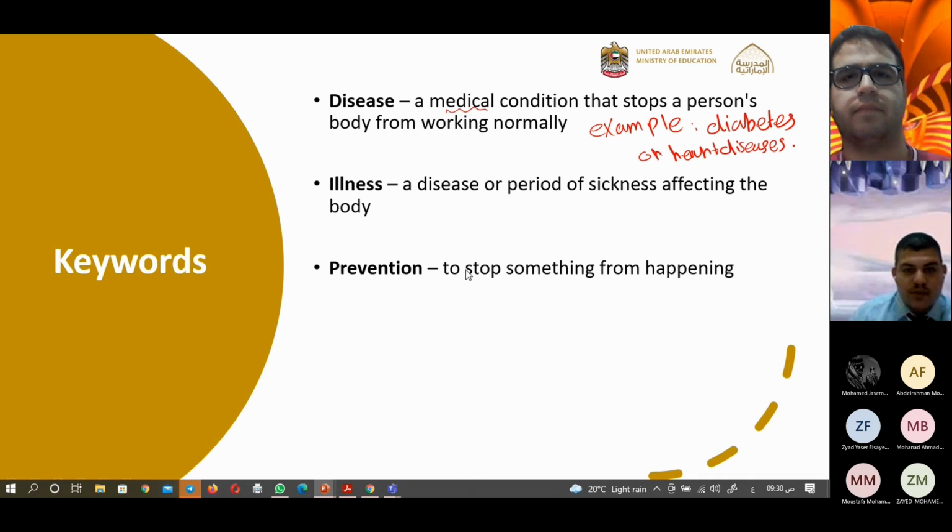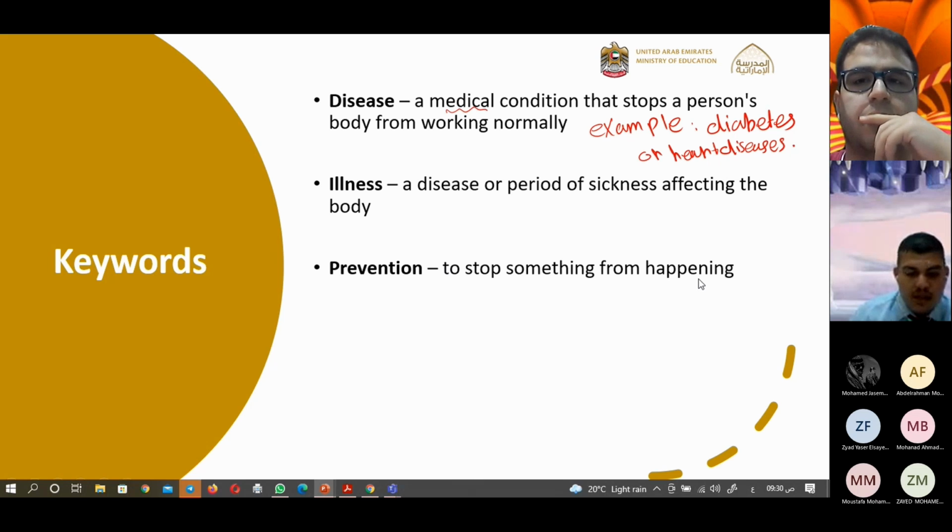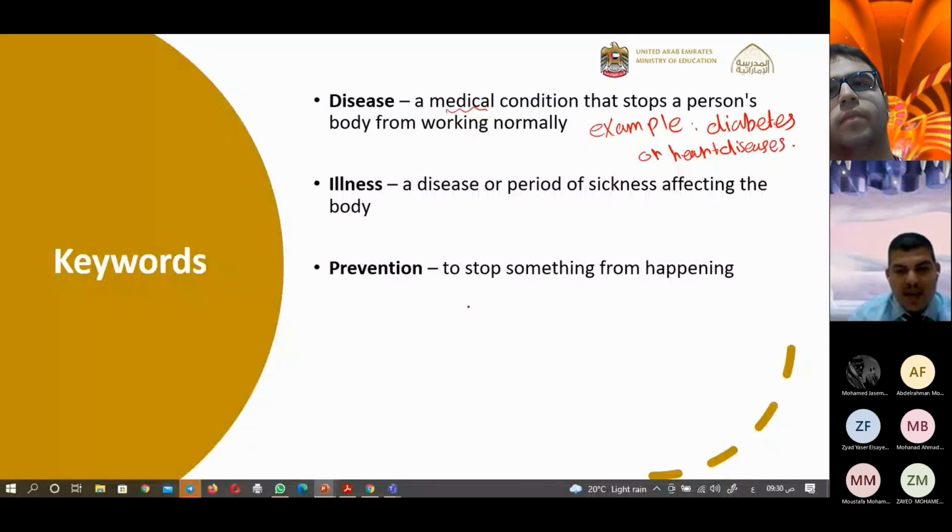Then we have prevention, which is to stop something from happening. Think about how exercising can stop heart disease, for example, from happening.